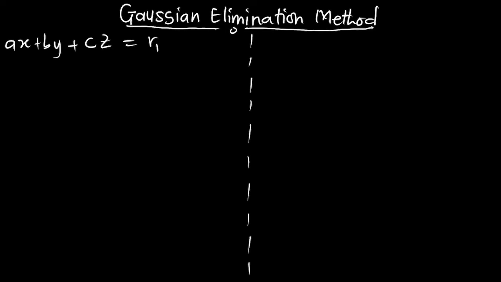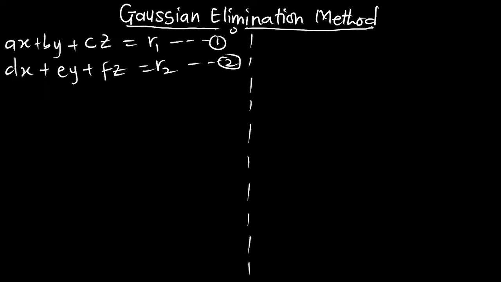This is our equation 1. And we also have dx plus ey plus fz equal to r2. This is our equation 2. And we have gx plus hy plus iz equal to r3, our equation 3. So we have this system of equations where we are to solve for the unknowns. When you check, the unknown variables are the x, the y, and the z.